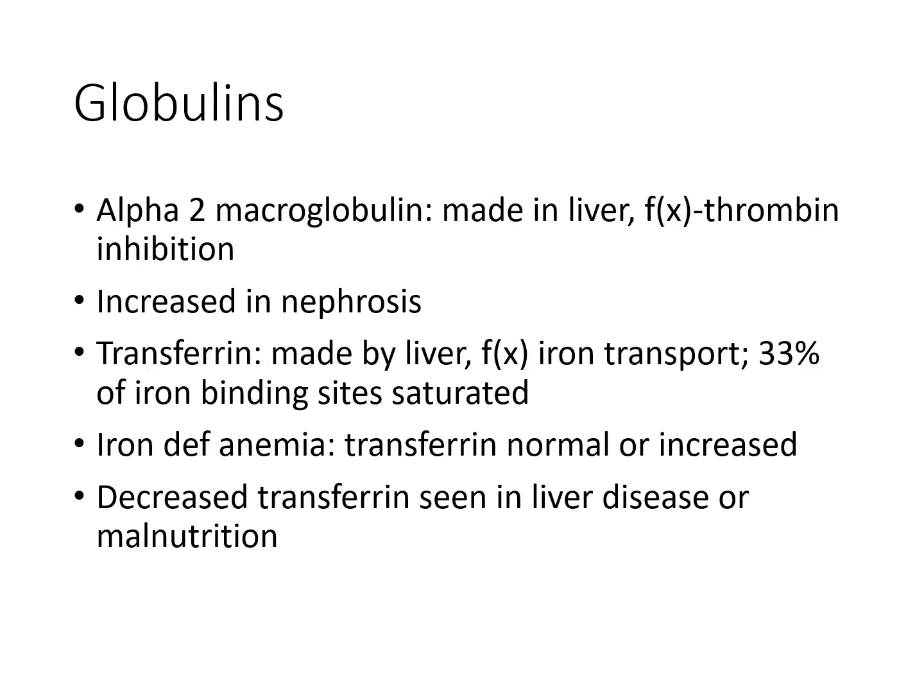Alpha-2 macroglobulin is produced once again by the liver. Its function is to inhibit thrombin, which is a key enzyme in blood clotting. Increased levels are seen in nephrosis or nephrotic syndrome.